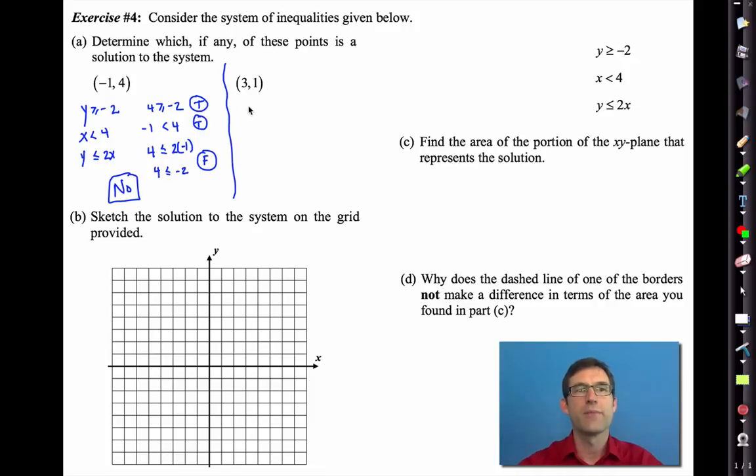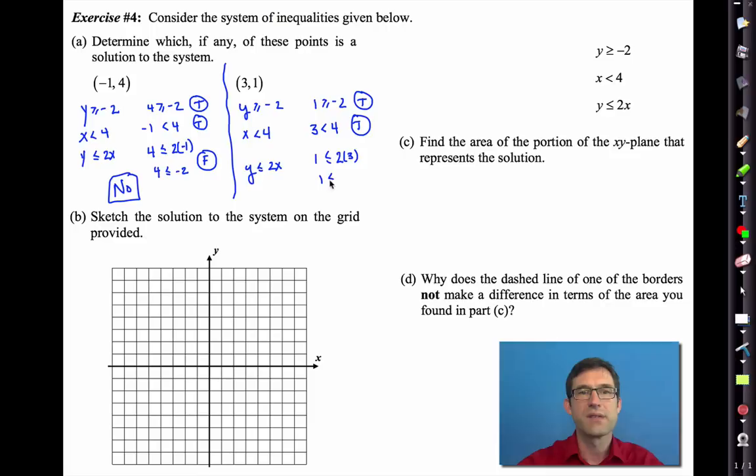All right, let's try this one. So y is greater than or equal to -2. Well, that would be 1 is greater than or equal to -2, and that's true, right? Because 1 is bigger than -2. All right, then we have x is less than 4. That's 3 is less than 4. That's certainly true. And y is less than or equal to 2x. That would give me 1 is less than or equal to 2 times 3, or 1 is less than or equal to 6, and that's certainly true.